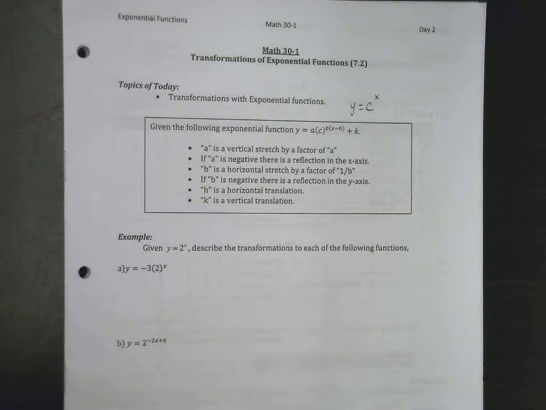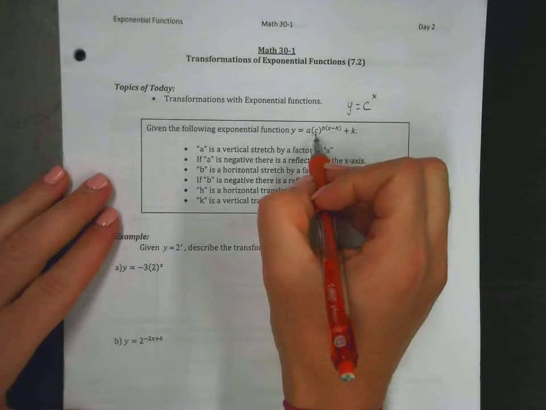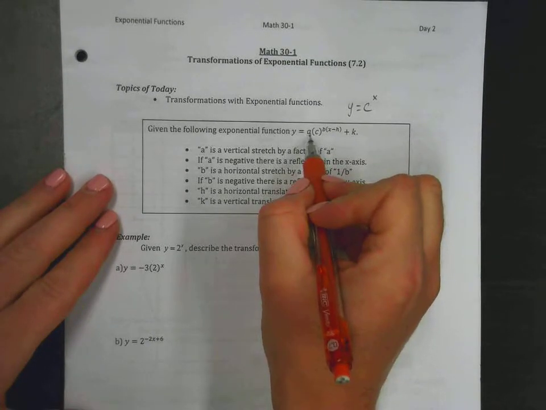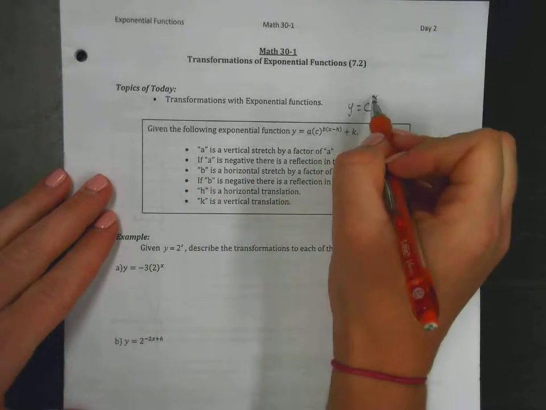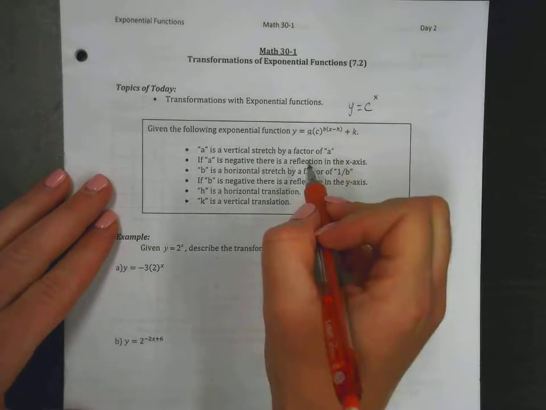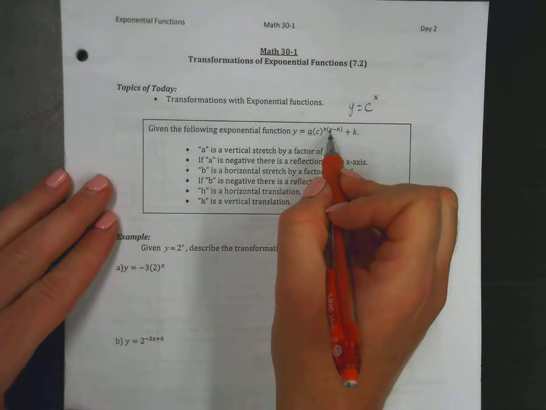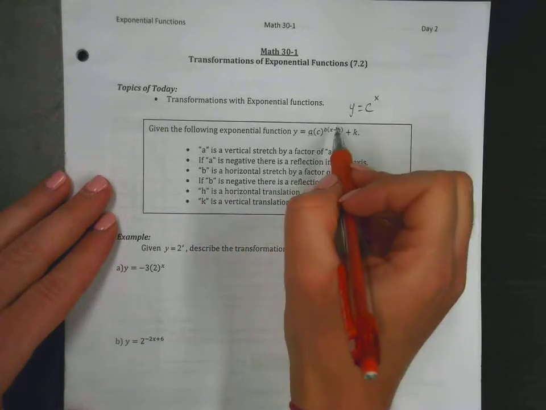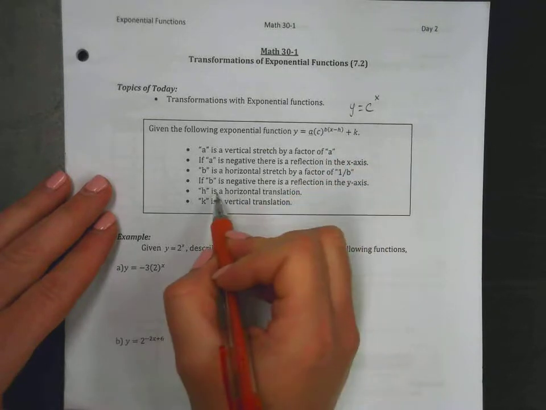transformations unit, if we multiply this entire function by an a, this is going to represent our vertical stretch by a factor of a. If we multiply just the x value by a b value, this is our horizontal stretch by a factor of 1 over b. If I apply a horizontal translation, that would be applied just to the x value, so that's going to occur in the exponent value, and that's going to move the graph left or right.